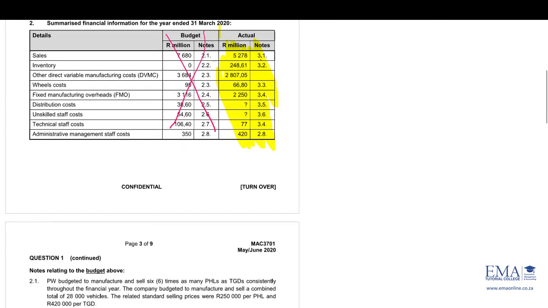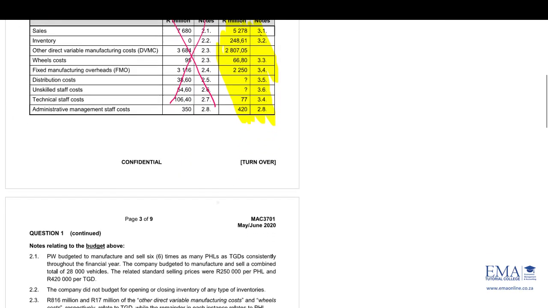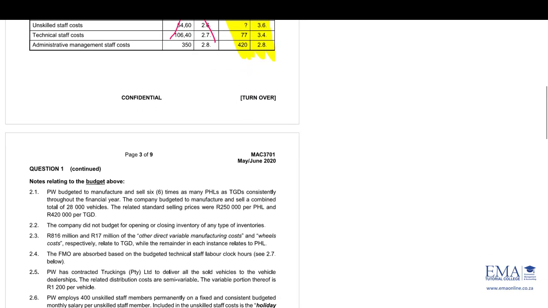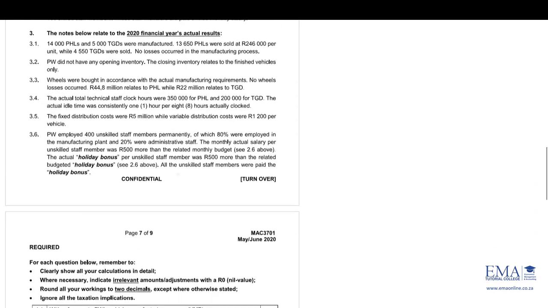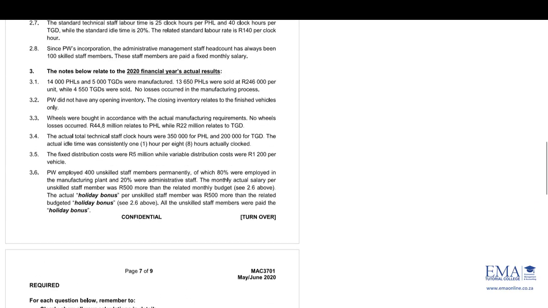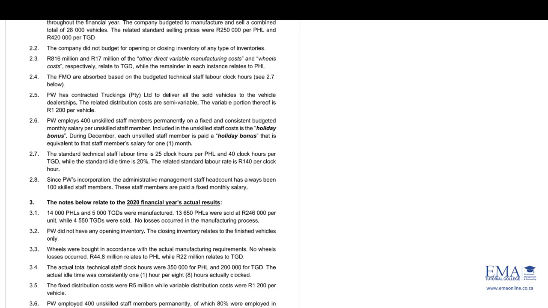What did they say about sales? 3.1, right? So here they said notes relating to the budgeted information. So it means note number 2 is the budgeted. I'm not going to worry about that. I'm interested in note number 3.1, which is here. So they said these notes here relate to the actual result. So this is where my focus is going to be.